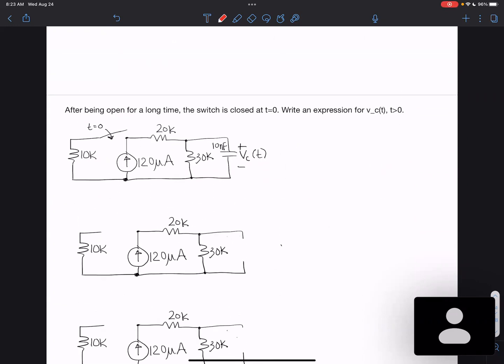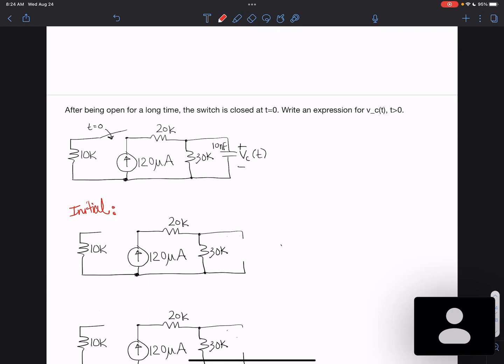So after being open for a long time, the switch is closed at t equals 0, and we want to write an expression for the voltage VC of t. You can start with tau, but I actually like to start with the initial value. So I'm going to redraw this circuit now with initial. And I'm going to assume that I've determined what the switch location is and what I do with the time dependent element. So that's the two components that I redraw everything, but I need to decide on those two factors.